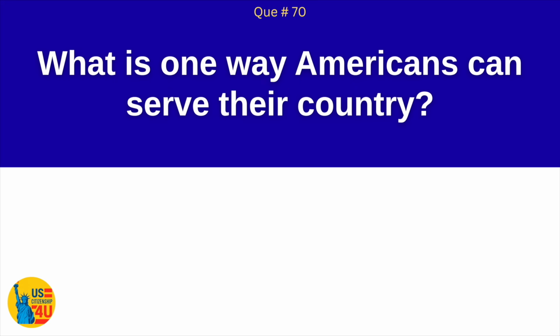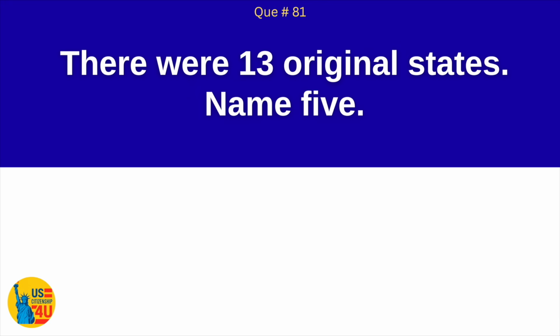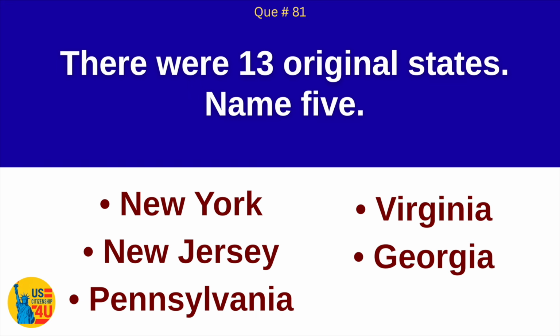What is one way Americans can serve their country? Vote. There were 13 original states. Name 5. New York, New Jersey, Pennsylvania, Virginia, Georgia.